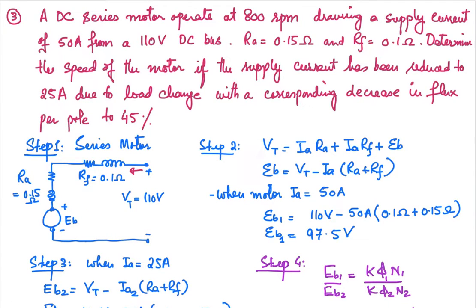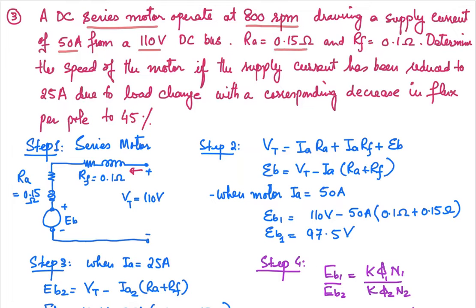Bismillahirrahmanirrahim. In this video, we will discuss two examples related to the DC motors. Our first example is related to the DC series machine that is operating at 800 RPM and drawing a supply current of 50 ampere from a 110 volt DC bus.